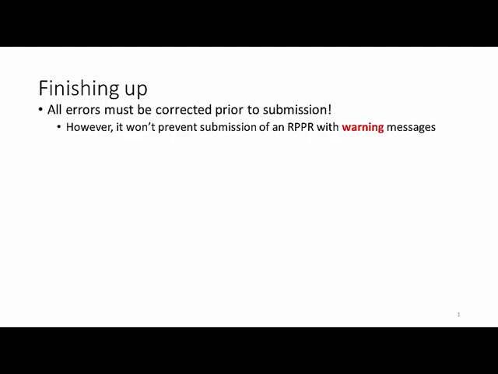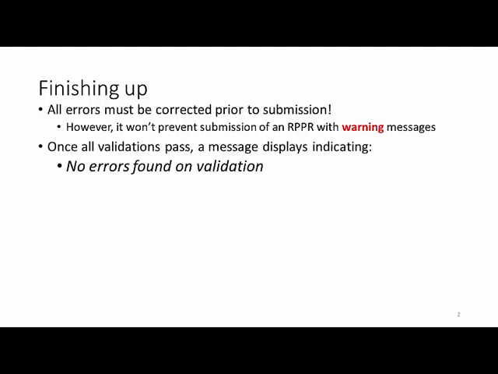If it's a warning, it can still be submitted with a warning, but you can't submit with actual errors. Once you pass all your validations, what I would recommend is to save a copy of that RPPR on your hard drive and send a copy to your PI. It's also going to be in the Commons, but I would also keep a record.